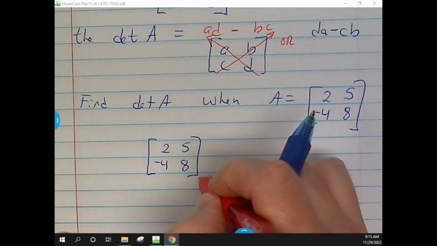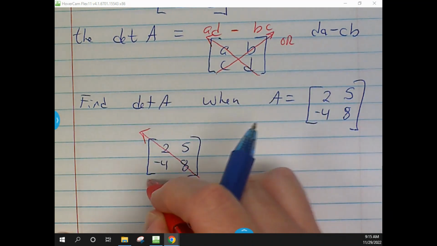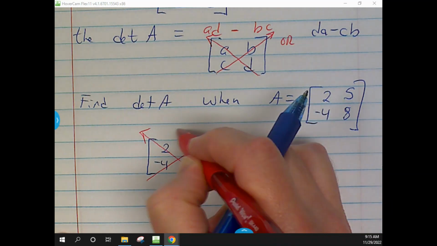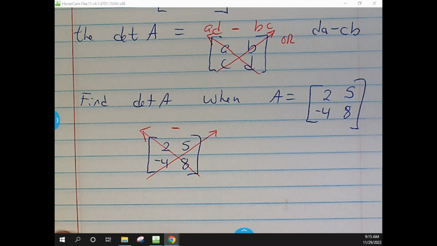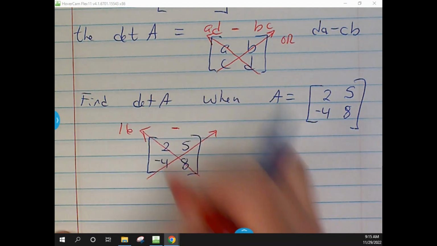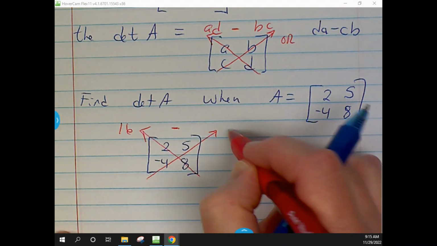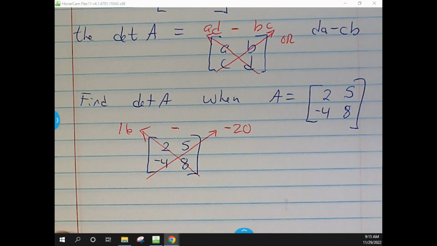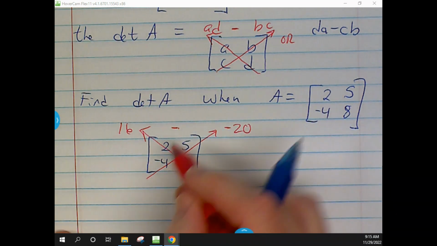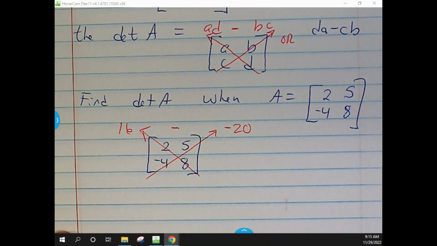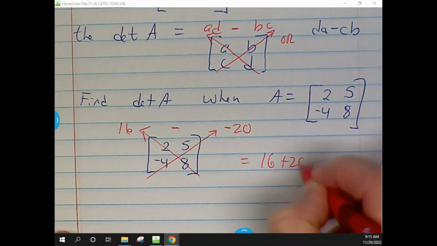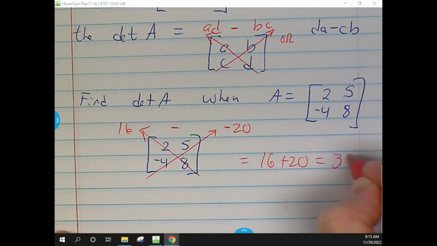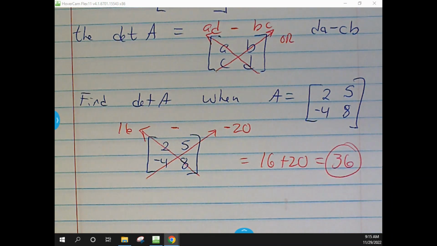Okay, so it's these two multiplied times these two, and there's always a minus in the middle, regardless of what the signs are. So it's 8 times 2 for 16, minus negative 4 times 5 for negative 20. So it's 16 minus negative 20, which we know, if you do minus negative, that's really a positive. So it's 16 plus 20. So the determinant would be 36.